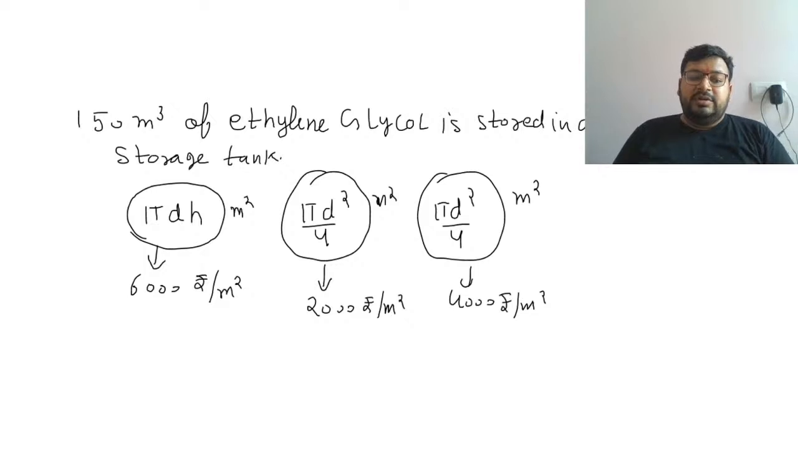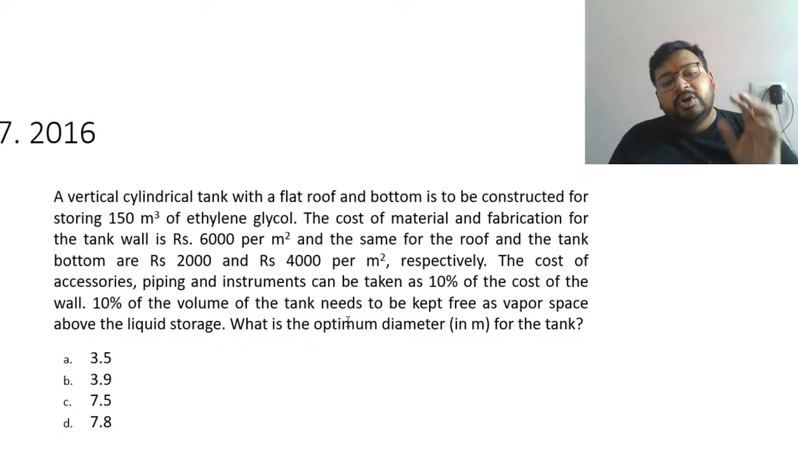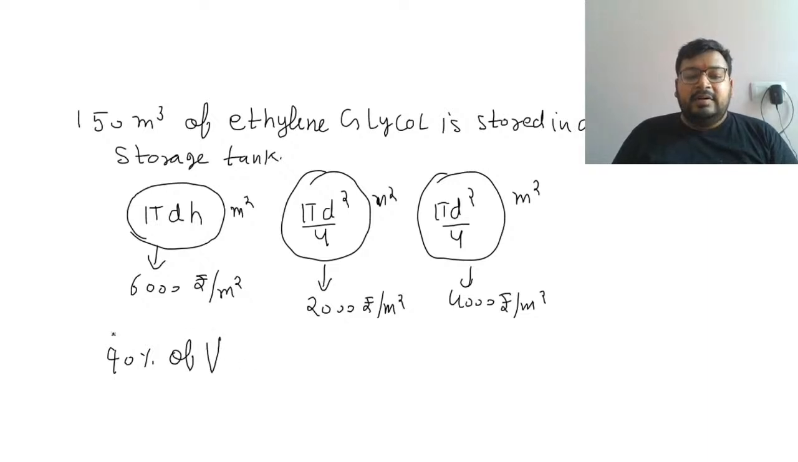the liquid storage. So 10% of the volume of the tank, guys. What is the volume of the tank? We don't know. But 10% of that volume should be kept free for the vapor space. So 10% is free. That means 90% of the volume of the tank is filled with ethylene glycol. And how much ethylene glycol you want to store? 150 meter cube. That means I can say that 90% of the volume of the tank is 150 meter cube.